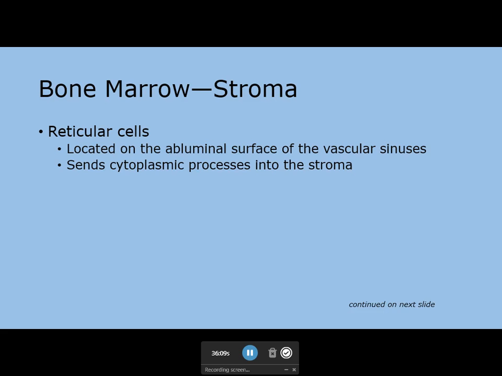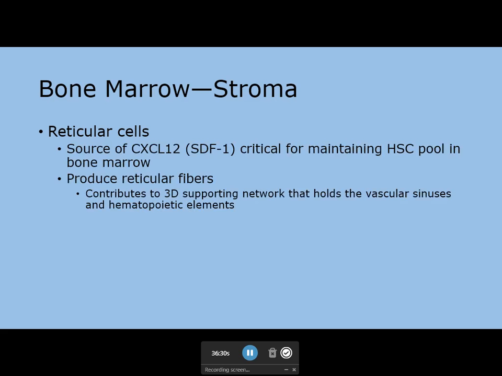All right, so these are stroma. Reticular cells are located in the abluminal area, which is away from the luminal surface of the vascular sinuses, and they send cytoplasmic processes to the stroma. So they basically send cytokines and different things to the stroma to help it. I left this in there. I normally wouldn't, but I threw this in so that you are at least familiar with it. We're not going to go into that much detail.